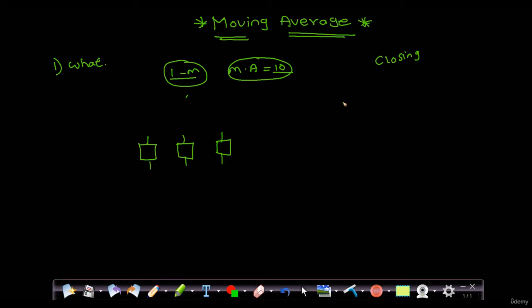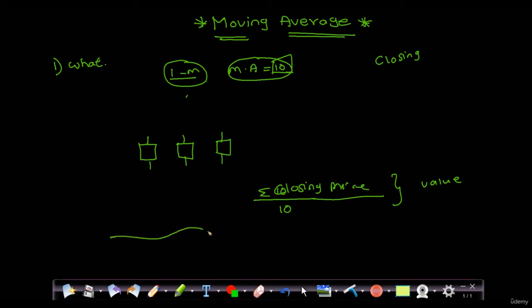So what do we have now? 10 closing prices: the summation of the closing prices of 10 one-minute candles, divided by how many numbers we are calculating? 10, because that's the formula for average, right? Divided by 10, the total count. After calculating this, we get one value, and we plot that value on the chart, and this will move forward and create a line on the chart. That's why it's called a moving average.